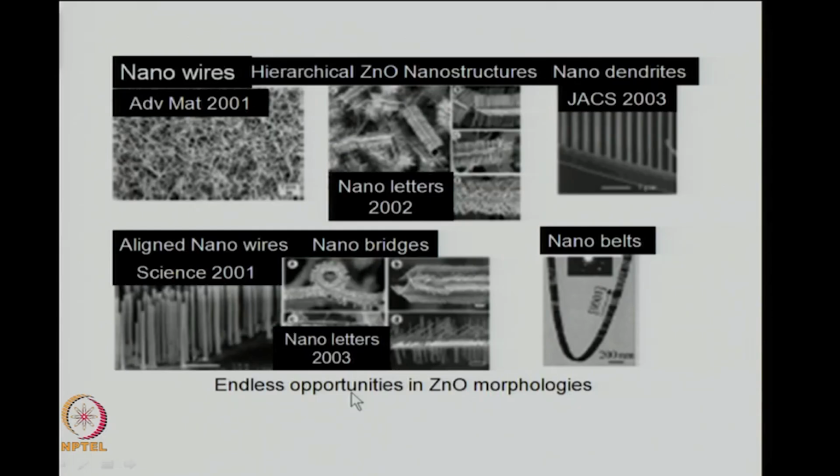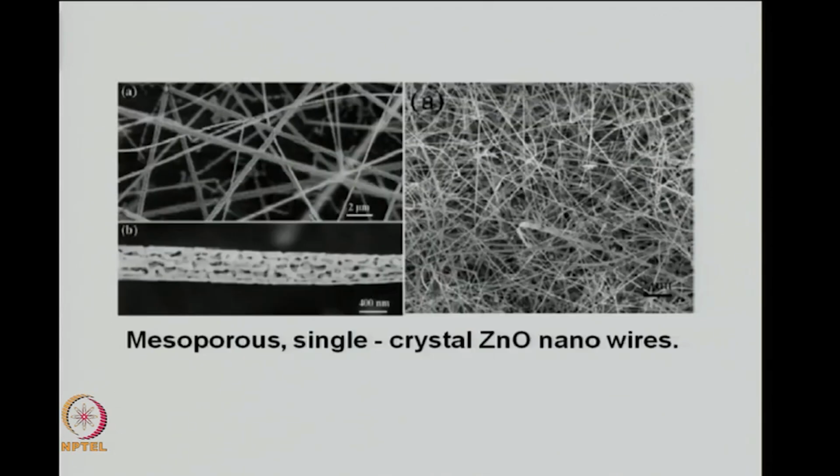This can be extended to many other oxides, not only zinc oxide, but several other types of oxides in which people have interest. Although a lot of work has been done on zinc oxide, because it is a very cheap and easily available material, it has a lot of potential for applications in photovoltaics, light emitting diodes, etcetera.